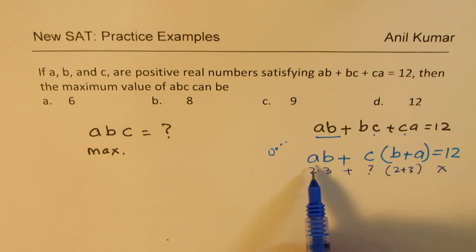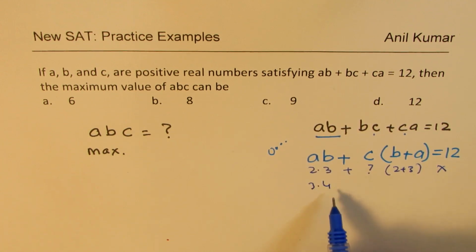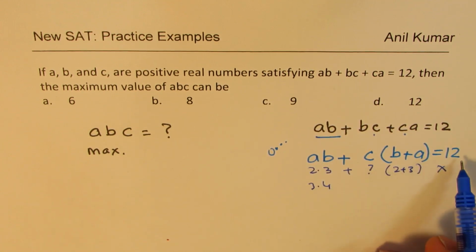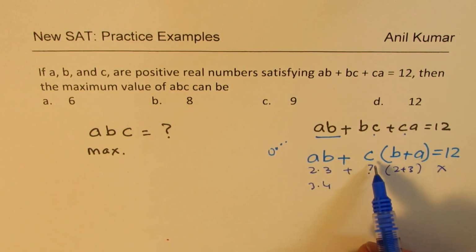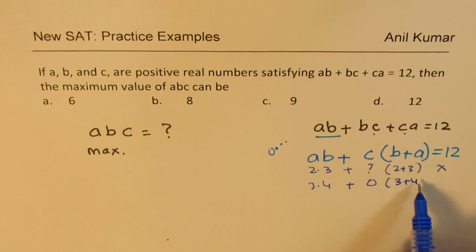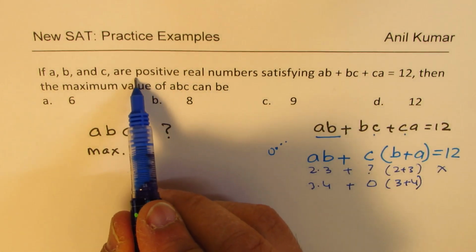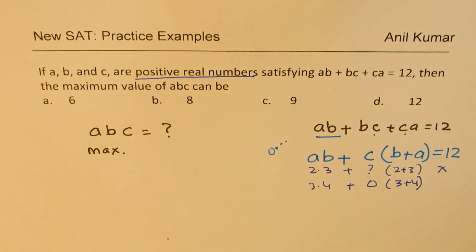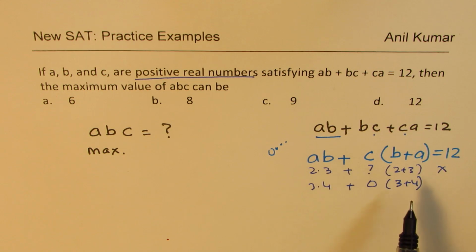If you take a higher number, let's say 3 and 4, then 3 times 4 itself is 12. We'll have to take C as 0 in that case. So 0 times 3 plus 4 could be one option, but we are saying positive real numbers. So that also doesn't work. In such cases, you'll find that there are not very many options, fortunately for us.